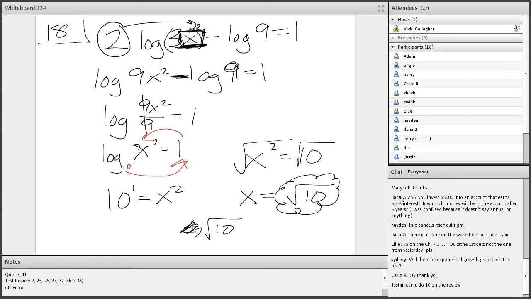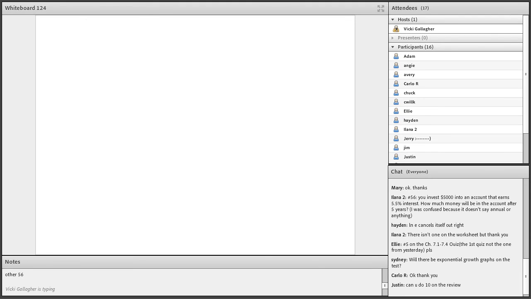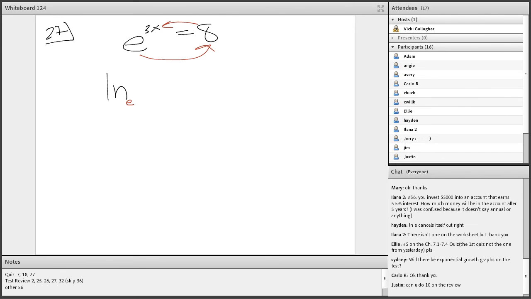27 on the quiz is next. So that is e to the 3x equals 8. We've done some similar to this, I think, from our review worksheet. Here we have something in exponential form, and so we're going to change it to logarithmic form. We have to use a natural log because of the letter e. And it's natural log base e of 8 equals the 3x.